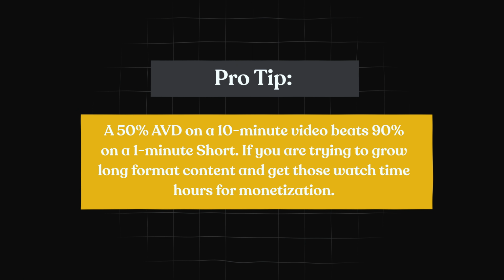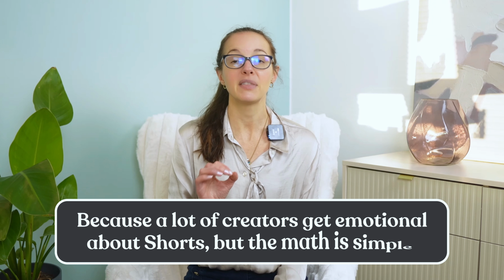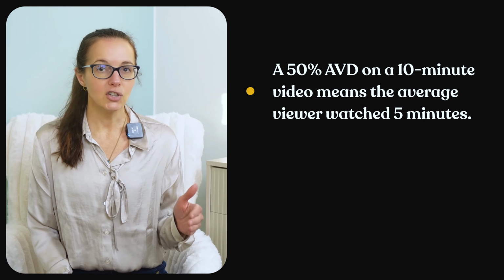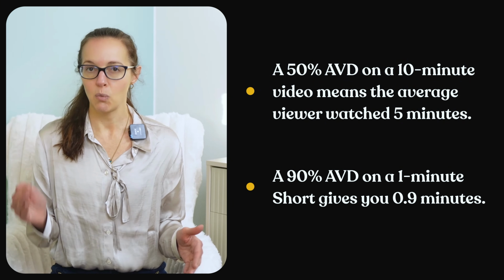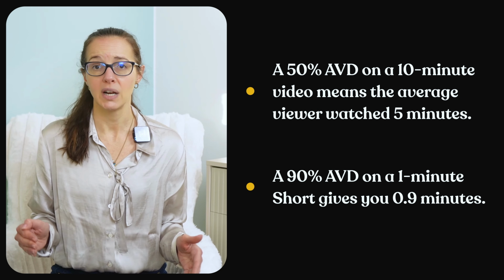If you are trying to grow long format content and get those watch time hours for monetization, let me explain why this is true. Because a lot of creators get emotional about shorts, but the math is simple. A 50% AVD on a 10-minute video means the average viewer watched 5 minutes. A 90% AVD on a 1-minute video or a 1-minute short gives you 0.9 minutes. YouTube cares about retention percentage, yes, but it cares even more about total watch time delivered.